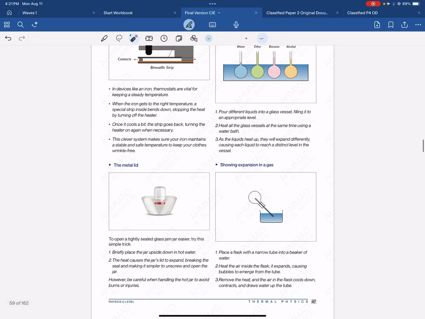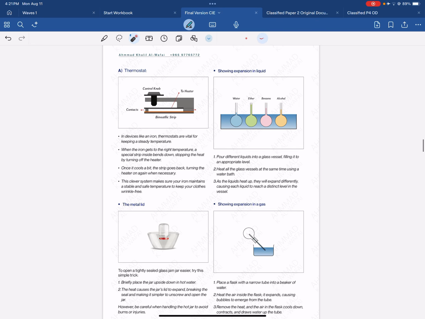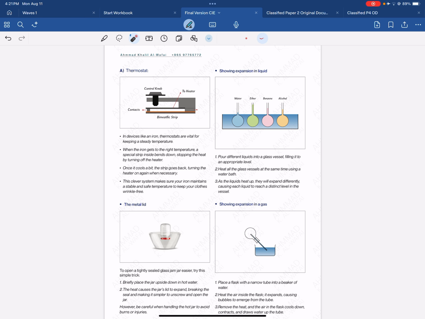If you have any questions, these are uses you can read, not clearly stated in the syllabus, but just for you to read.